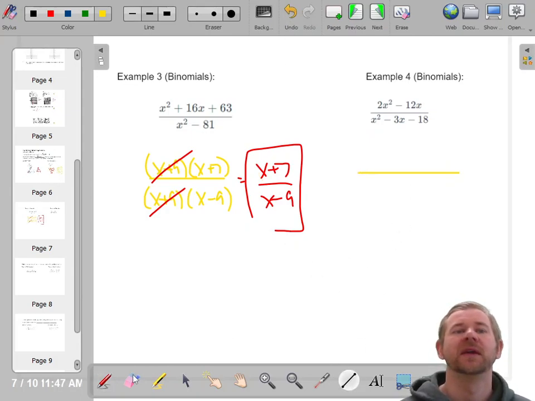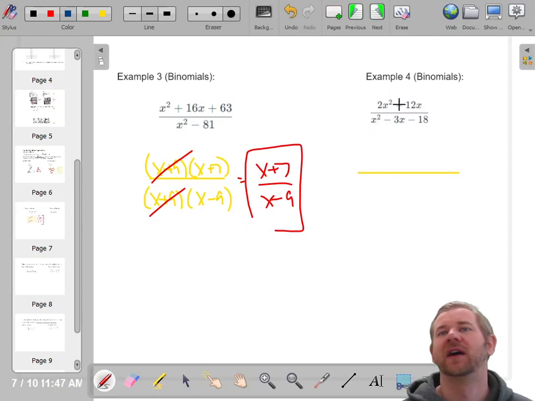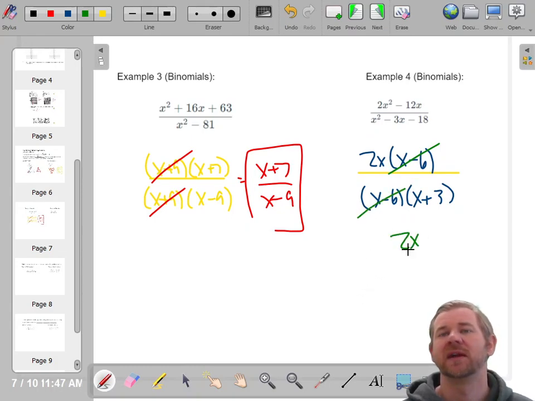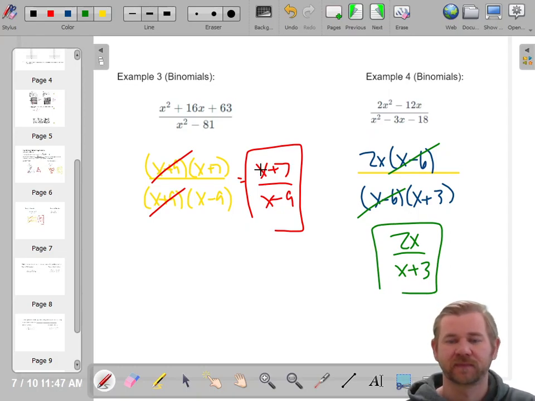Let's try another one. In the top, I have a GCF of 2x, and that'd be x minus 6. And in the denominator, the numbers that multiply to negative 18 and add to negative 3 are negative 6 and positive 3. So since you have this entire thing canceling out, that's fine. Now you have 2x over x plus 3, and those are connected. You are done. Okay, unless the whole thing goes away or you factor something out, you can't cancel anything else out.